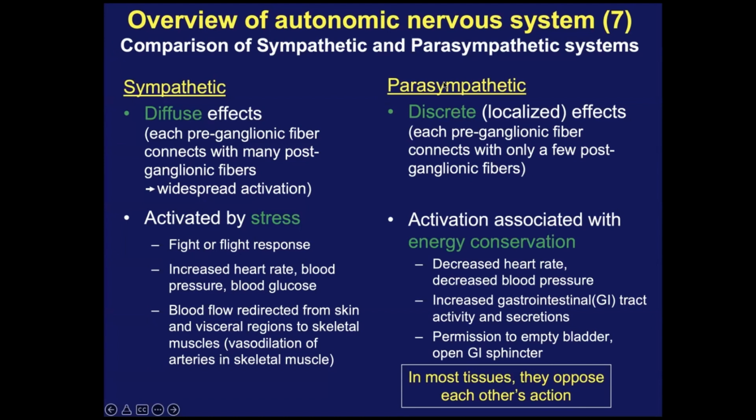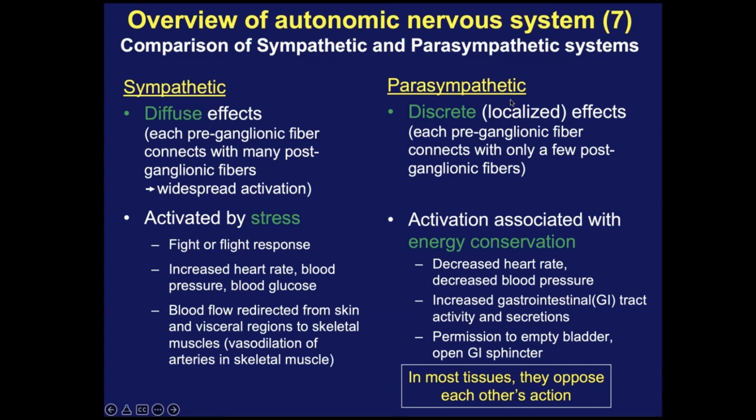In contrast, the parasympathetic nervous system causes discrete or localized effects. This is because each preganglionic fiber connects with only a few post-ganglionic fibers. For example, in a person, when the parasympathetic nervous system is activated, it can selectively reduce the heart rate without stimulating the GI tract activities.